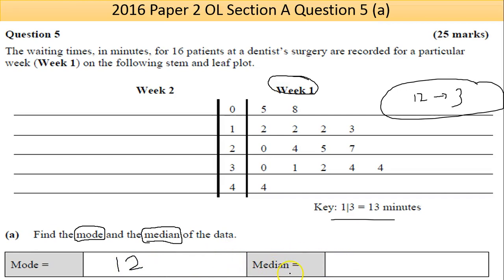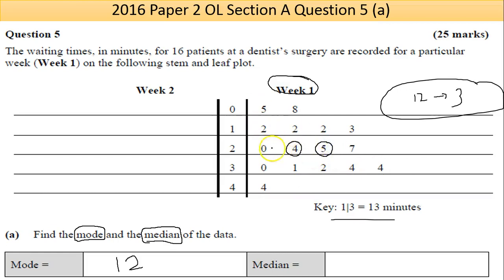Now the median here is the middle number when arranged in increasing size. If you have an even numbered list, you're going to have 2 middle values. You're going to have to get the mean, or you could say the average, of those 2 numbers. There's 16 numbers, so it's an even numbered list, so there will be 2 numbers. You go along here now, 1, 2, 3, 4, 5, 6, 7, 8, 9, 10, 11, 12, 13, 14, 15, 16. So to my mind, those are the 2 middle numbers.